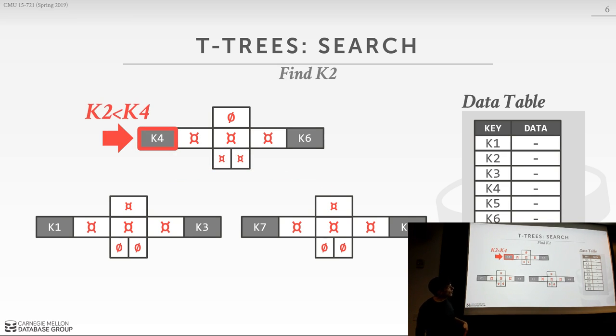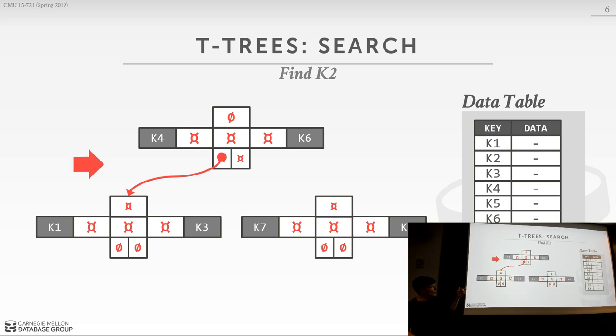So I start out, and the first thing I'm going to do is a comparison, to see whether K2 is less than K4. Because that's going to tell me whether the key I'm looking for could either be in this range here or down on the right side of the tree. In this case, K2 is less than K4, so I know I need to follow the child pointer and go down here.